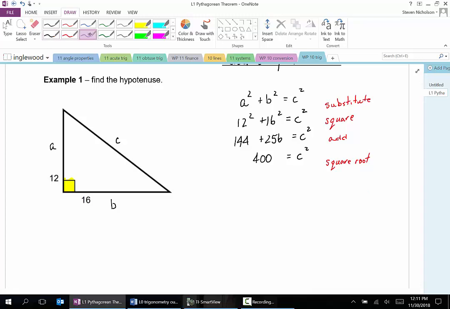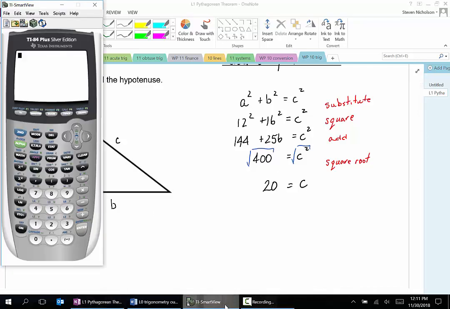And when you take the square root, we really take the square root of both sides, and we end up with c is equal to 20. Now, if you have a calculator, which I hope you do, you can do this all together. So we could go 12 squared plus 16 squared equals, and we get the 400 like I have. And then we can take the square root. On my calculator, the square root is right there, and then I punch in 400 and hit enter.